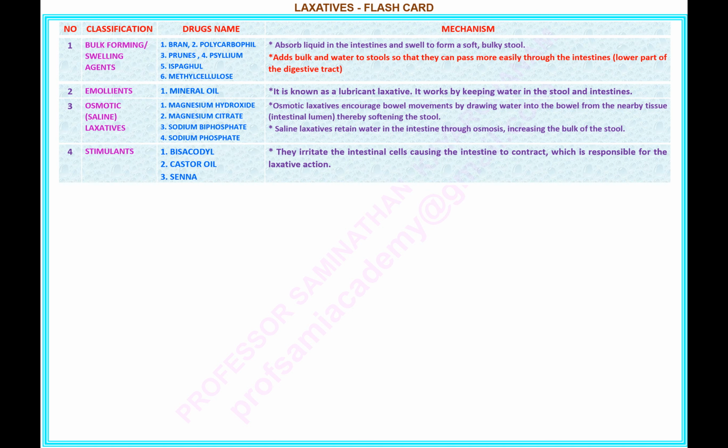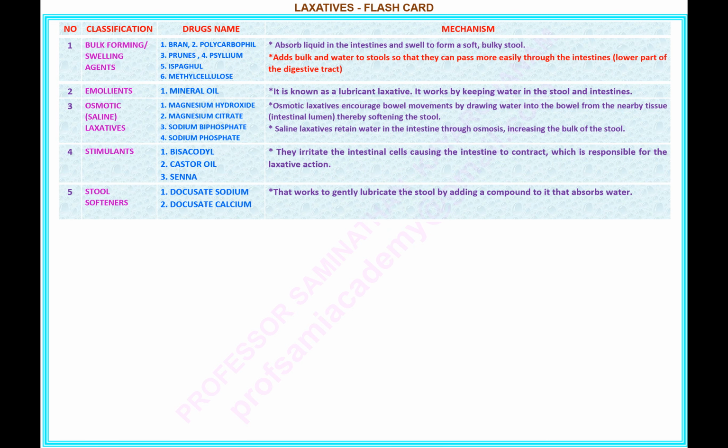Number 4. Name of the classification: stimulant laxatives. Drug's names under this classification: 1. Bisacodyl, 2. Castor oil, 3. Senna. Mechanism of stimulant laxatives: they irritate the intestinal cells, causing the intestine to contract, which is responsible for the laxative action. Number 5. Name of the classification: stool softeners. Drug's names under this classification: 1. Docusate sodium, 2. Docusate calcium. Mechanism of stool softeners: they work to gently lubricate the stool by adding a compound to it that absorbs water.